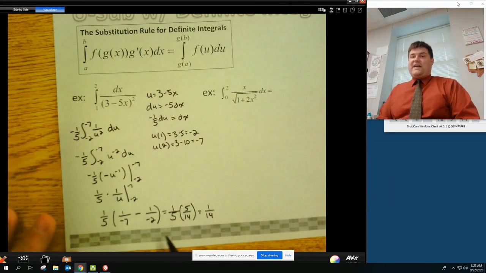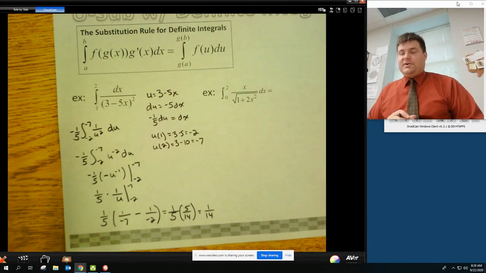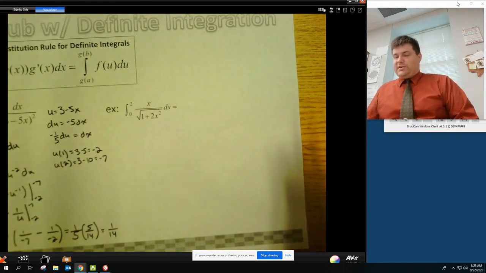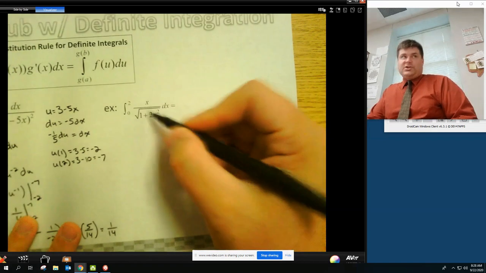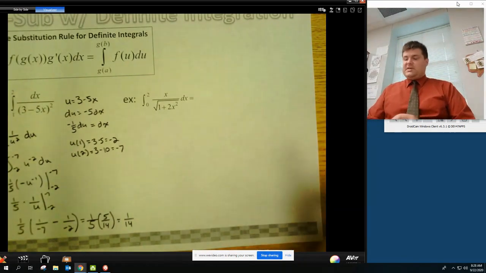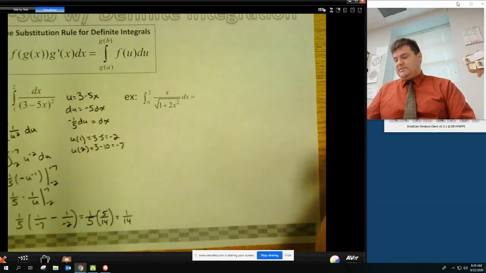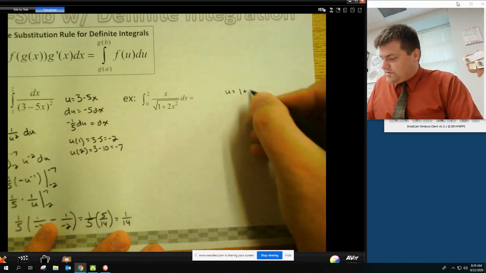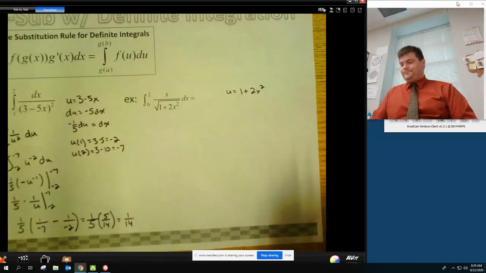Arithmetic, I'm going through that really fast because you are able to do that on your own. Next one here. As we integrate from 0 to 2, here's our function right here. Again, we're going to need to do some u-sub in order to knock out this x dx. Okay, so I'm going to let u equal 1 plus 2x squared.